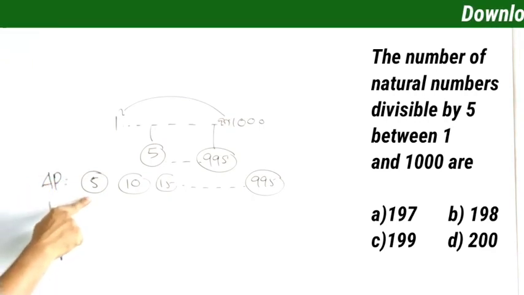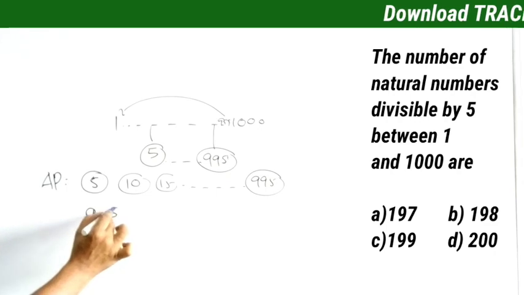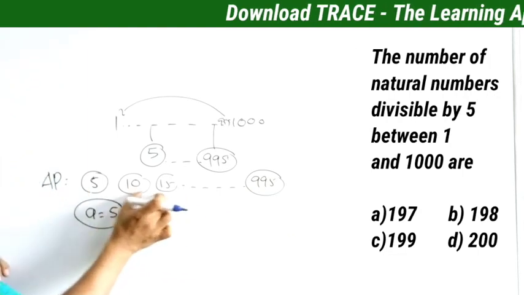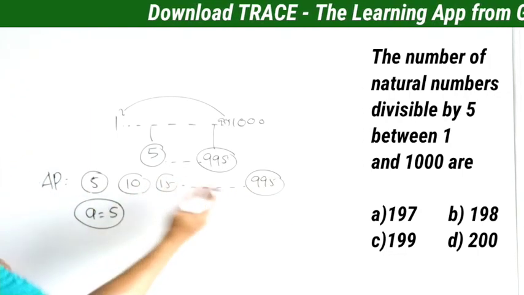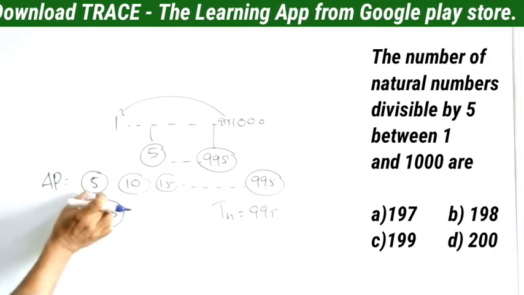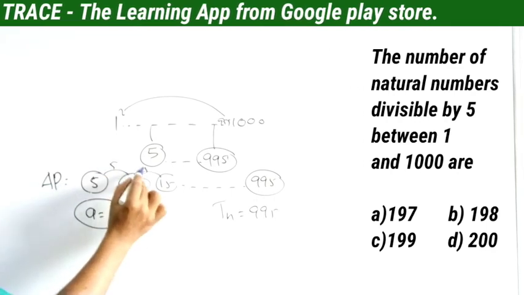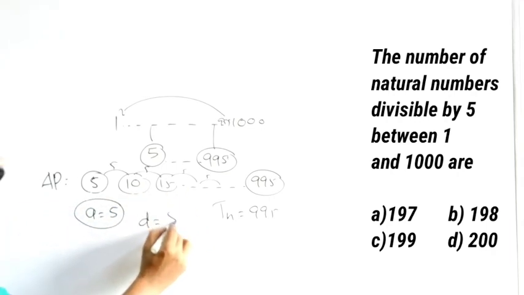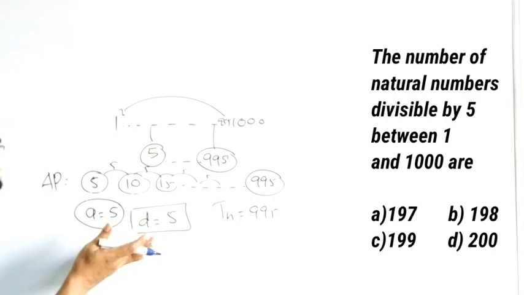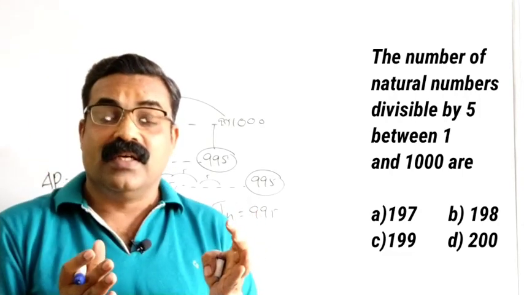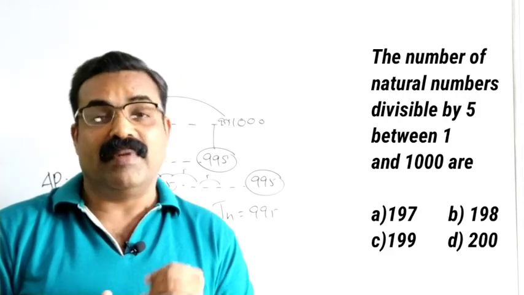Here we have the first number 5, that is A. A is equal to 5, and for the last term, the nth term, we don't know how many numbers are there between these, so we will take n numbers. The last term number n is 995, and the difference between all these numbers, here also 5, here also 5, that is difference D, is equal to 5. Understand this concept very clearly. If you have A, D and Tn, you can find out how many numbers n are there. This method is the test of divisibility using arithmetic progression.